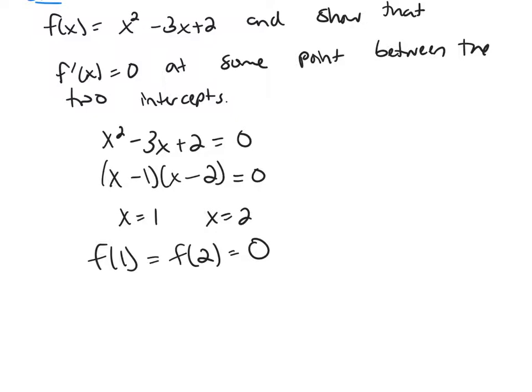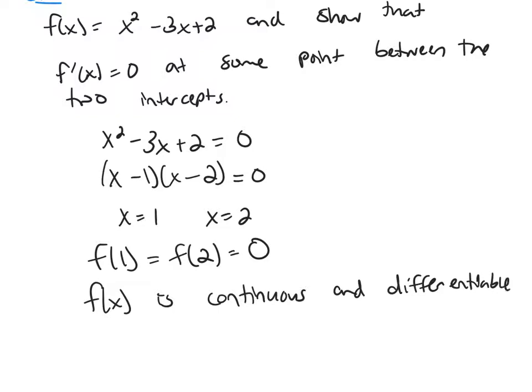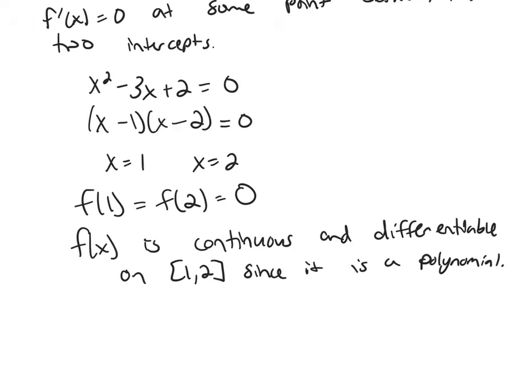And remember, to use Rolle's theorem, we need that our function is continuous. Well, remember our function f of x is a polynomial, so it's going to be guaranteed to be continuous and differentiable everywhere, but in particular on the interval 1 to 2, since it is a polynomial. So I've got my two conditions for Rolle's theorem. My first condition said that my function needed to be continuous and differentiable. And my second condition said f of a has to equal f of b.